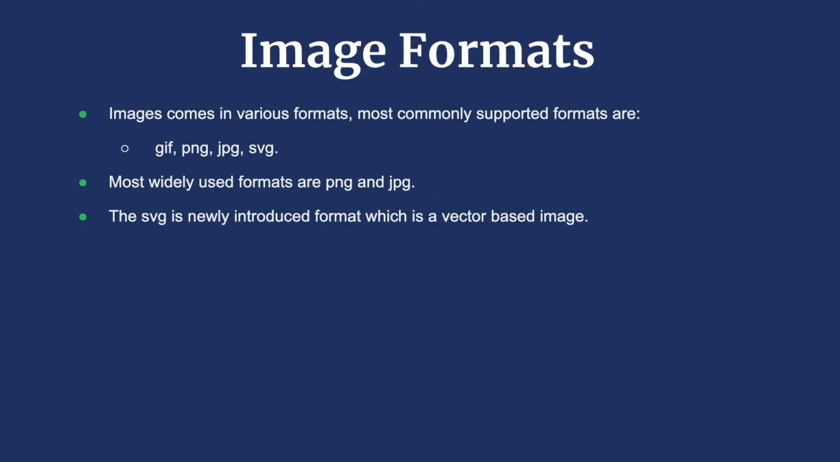Actually, images come in various formats. The most commonly supported formats are GIF, PNG, JPG and SVG. And the most widely used formats are PNG and JPG. SVG is a newly introduced format, which is a vector based image. Now let's see how we can use these formats inside our HTML document.